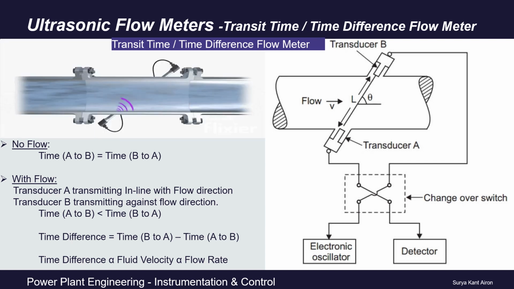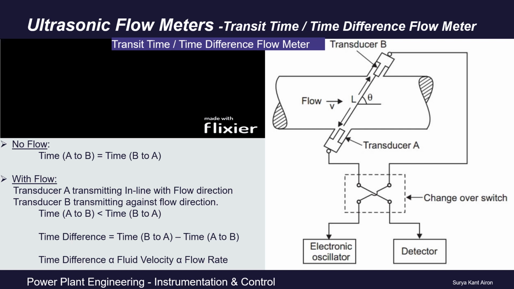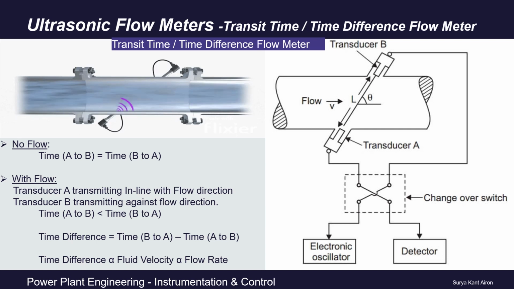If no flow is there in the pipeline, one transducer will be transmitting and the second will receive, and then the second will be transmitting and the first will receive. In both cases, as there is no fluid flowing through the pipeline, the time taken by the waves to travel from transducer A to transducer B is the same as the time taken to travel from transducer B to transducer A. Clear?